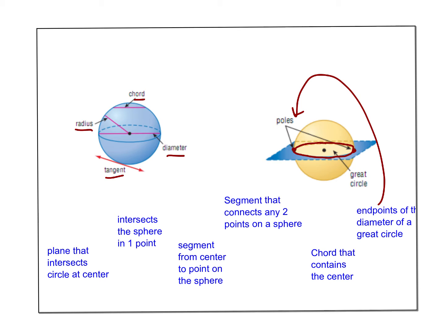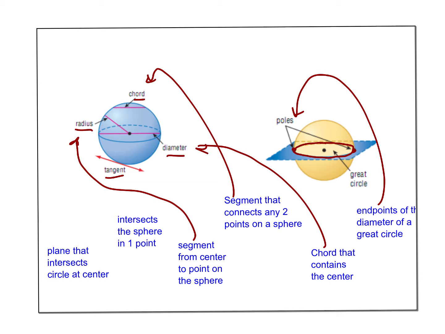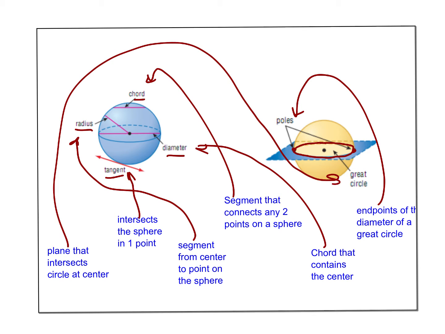A chord that contains the center would be your diameter. A segment that connects any 2 points on a sphere would be a chord. The segment from the center to a point on the sphere is the radius. A line that intersects the sphere at one point would be your tangent. And a plane that intersects the sphere at the center would be your great circle. So that's what you're looking at.